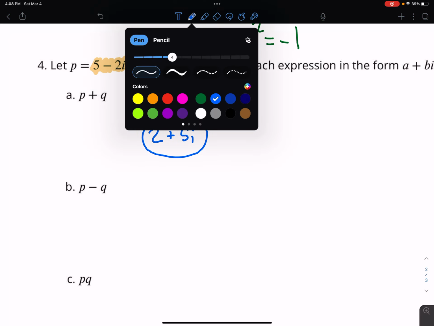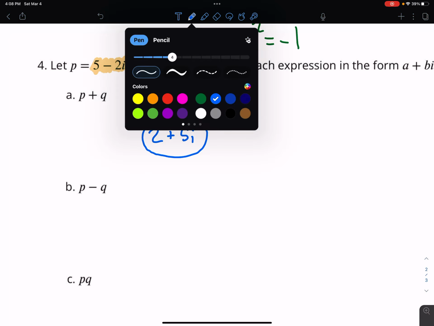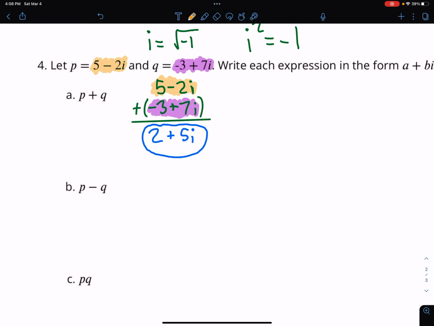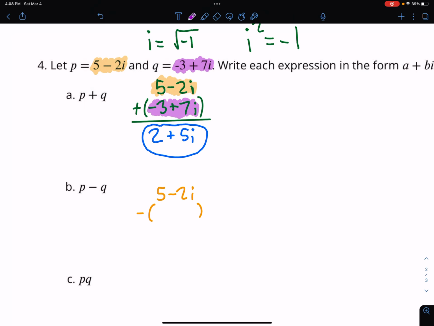So let's write it in purple here. What did we say? We said 5 minus 2i. The P is in orange. So we've got 5 minus 2i. And this time we're going to subtract this binomial, and we're using purple for Q. So we've got negative 3 plus 7i. And we'll see what we get down here.